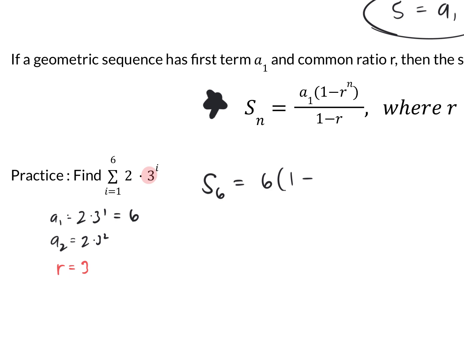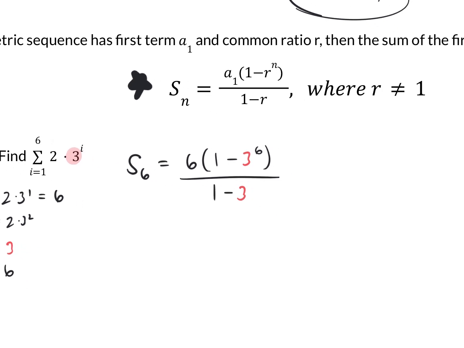So I've got 1 minus 3, and then our n in this case is 6. So to the 6th power, all divided by 1 minus your common ratio of 3. And if we plug this into our calculator, we would simplify it to get 2,184 is the summation of the first 6 geometric terms in the sequence.